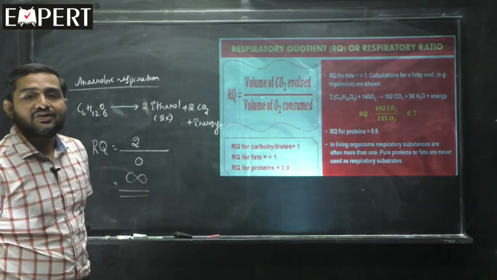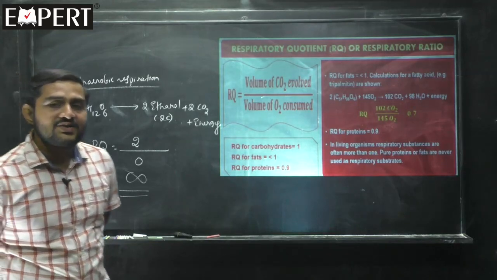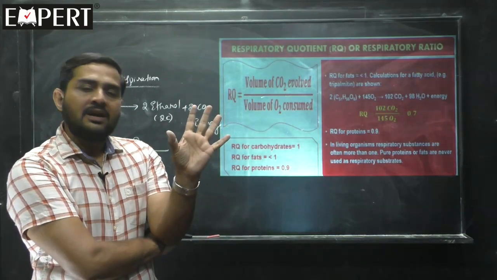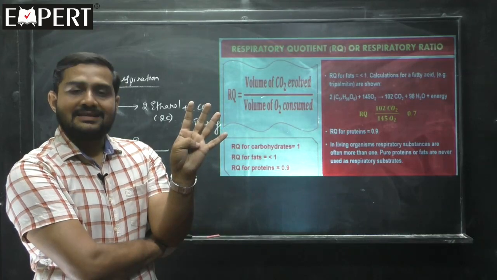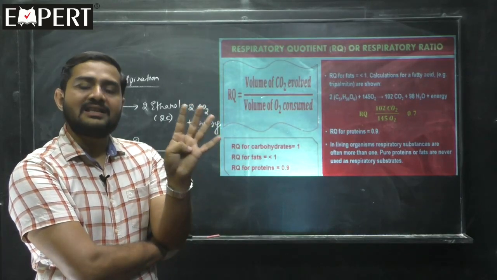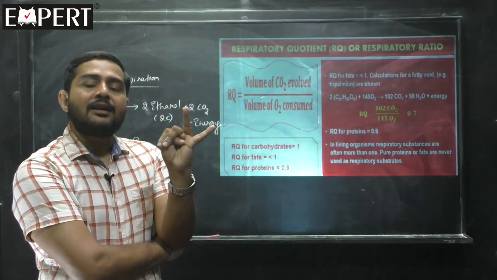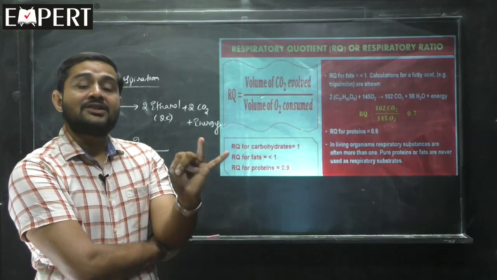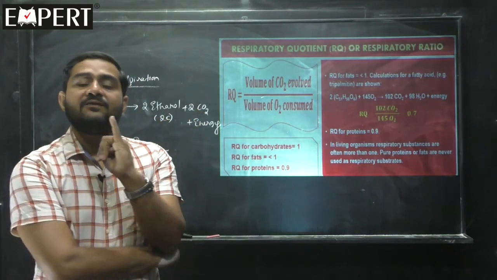Is the matter clear, students? It is regarding the RQ value concept. We had discussed RQ value for the carbohydrate, it is 1. RQ value for the fat, it is less than 1. Best example 0.7 for tripalmitin. RQ value for protein is 0.9. RQ value for anaerobic respiration, ethanolic fermentation is how much, tell me? It is going to be infinity.